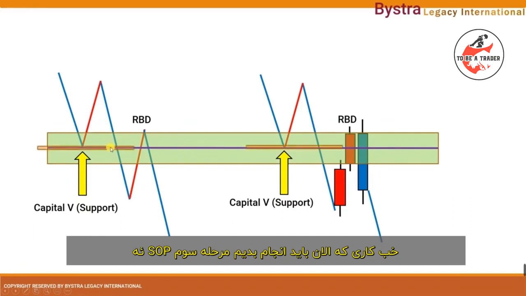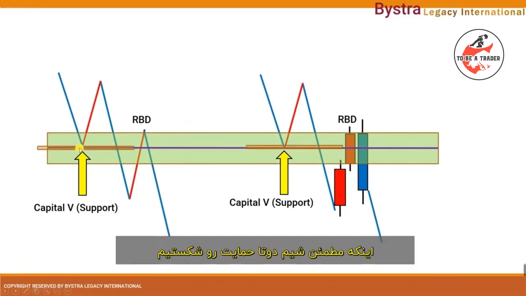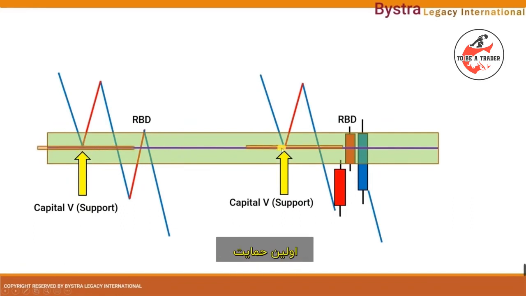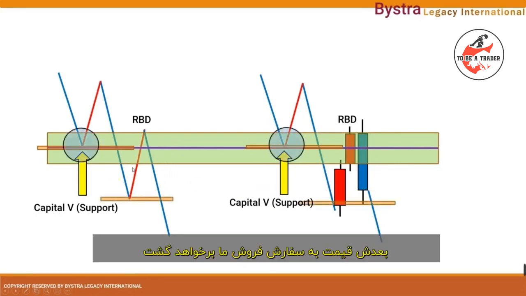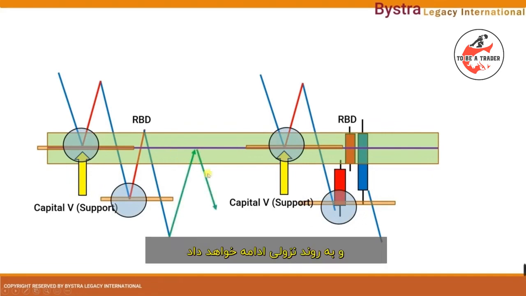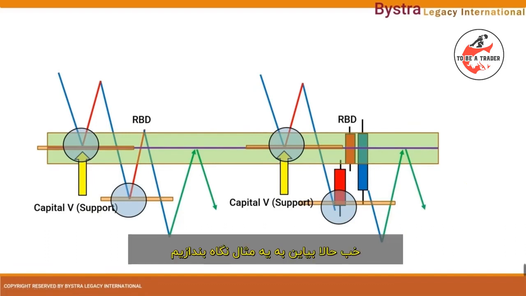So what should we do now? The third SOP is to make sure that we broke two supports. The first support, second support. Then price will come back to our sell limit order and continue on the downtrend. So now let's have a look at an example.